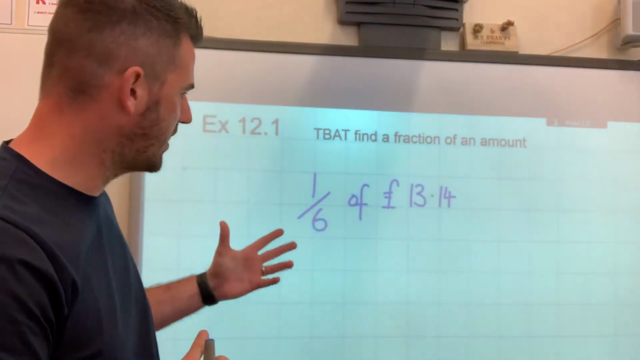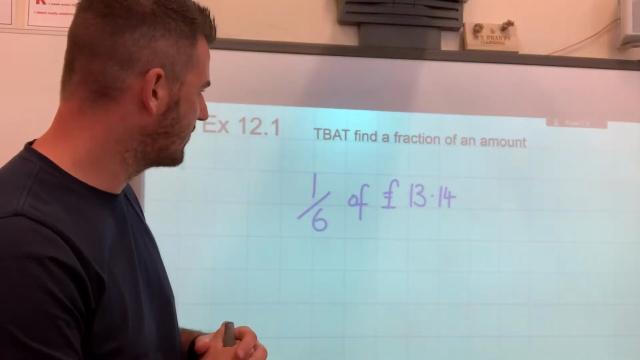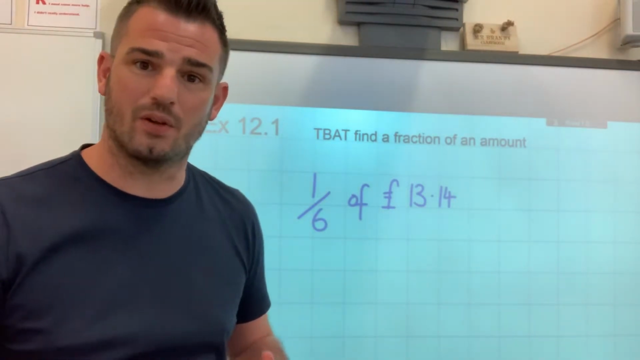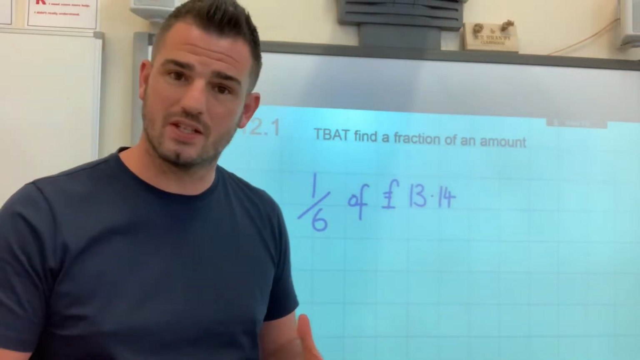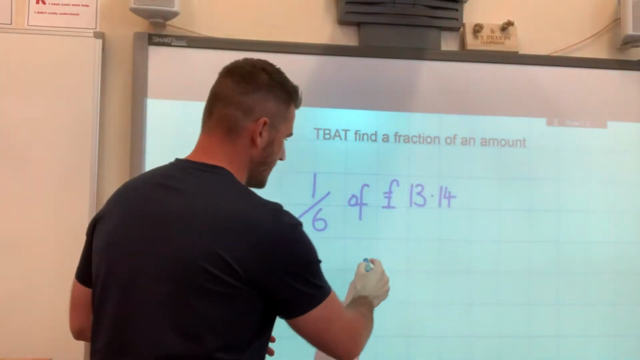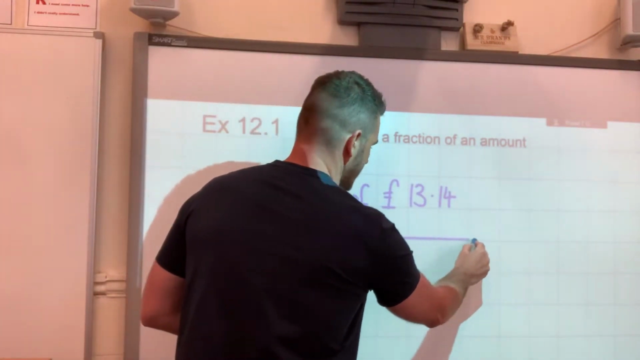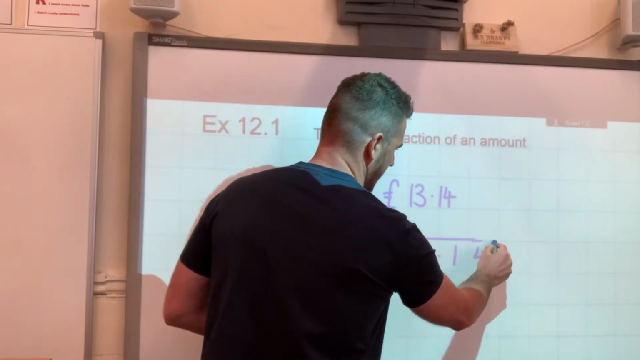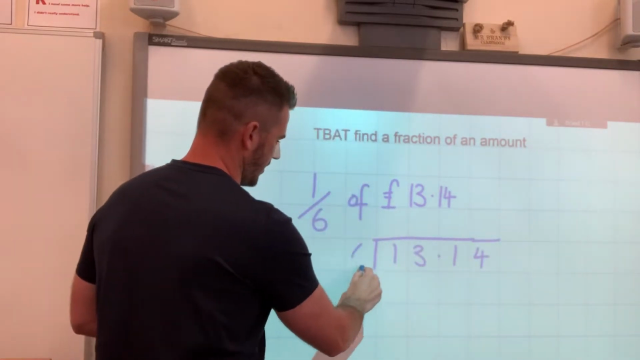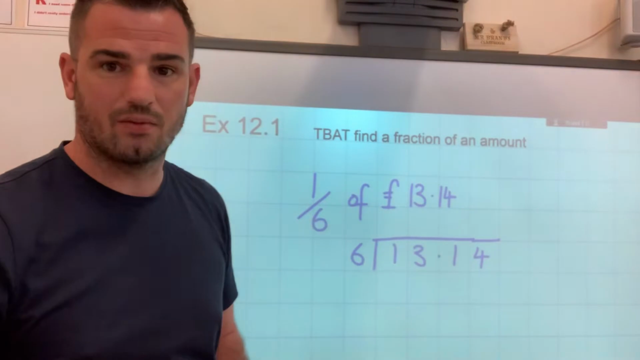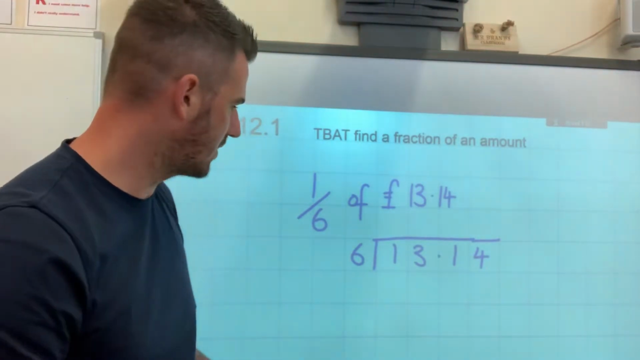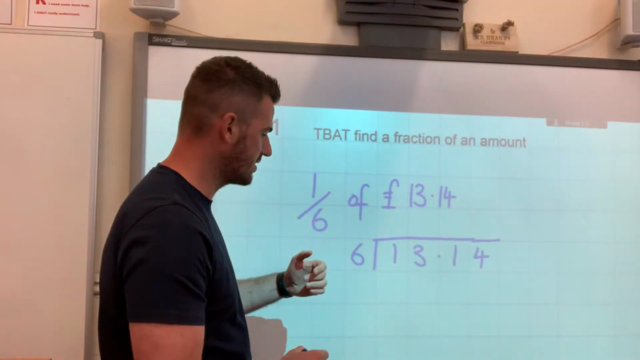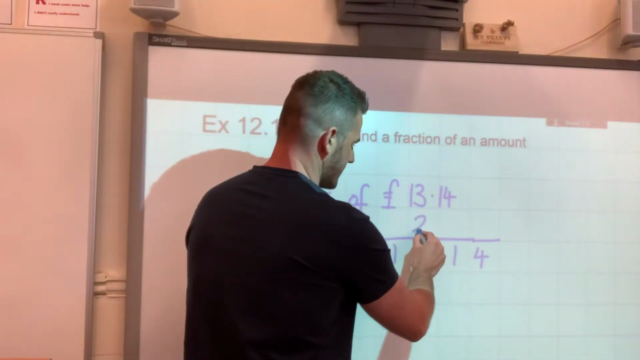So this is the first one here. Now we need to find 1/6 of that amount. Effectively, we're going to divide it by 6. The simplest way to do that is to set up a division sum with £13.14 there, and we are finding a sixth. We're dividing it by 6. We say to ourselves, how many times does 6 go into 13? Well, we know it's going to be twice.